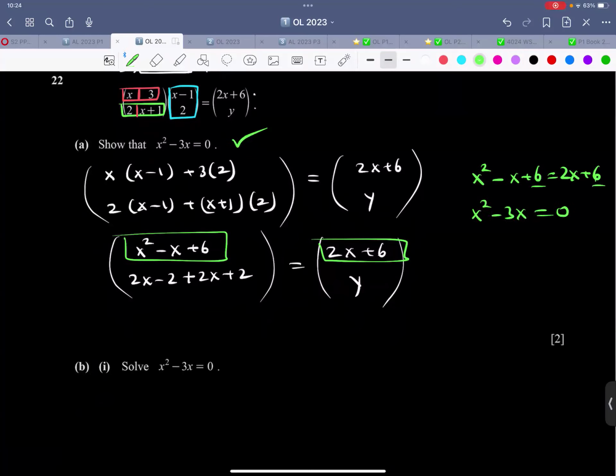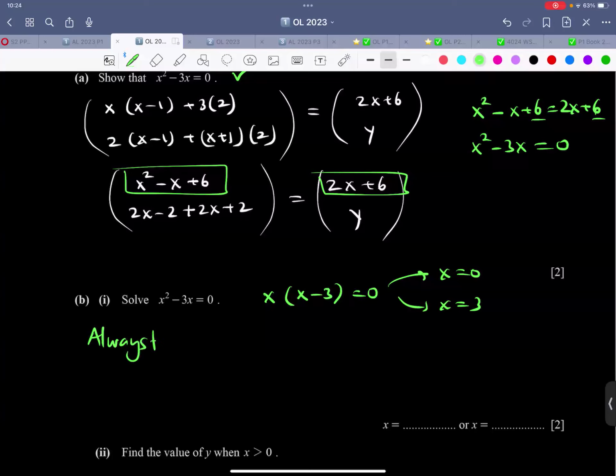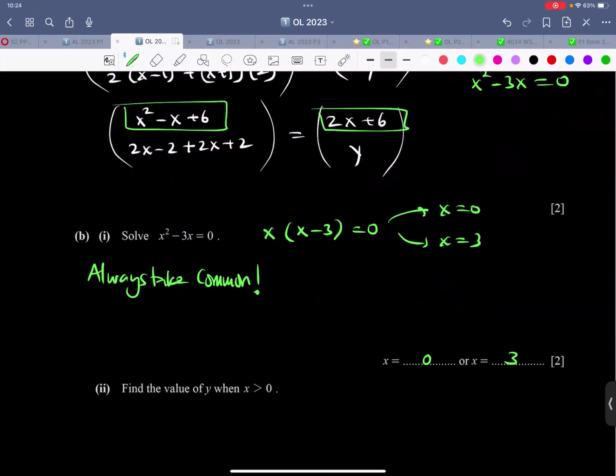That is the first thing. Solve this equation: x bracket x minus 3 equals 0. Therefore, we get x is 0, and x is equal to 3. Always take common whenever there is a possibility of taking common. So x is 0, x is 3.